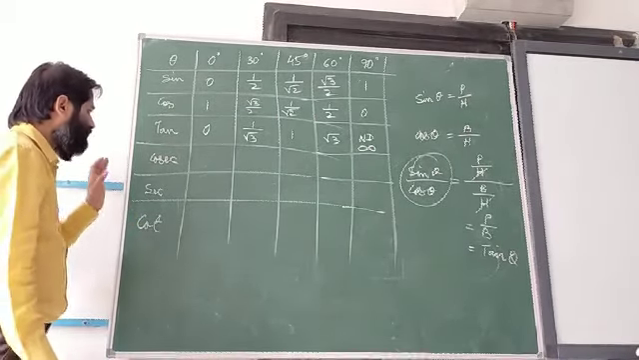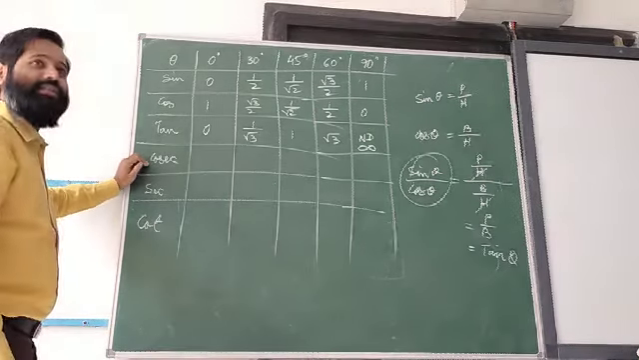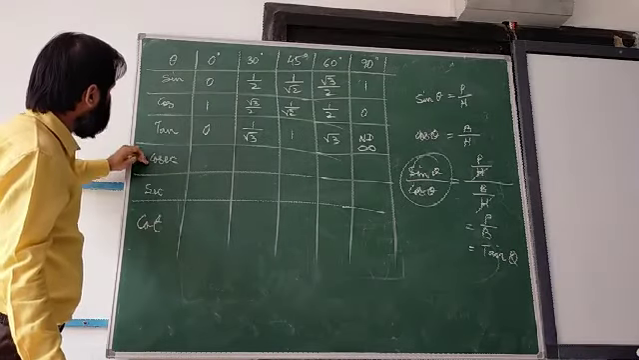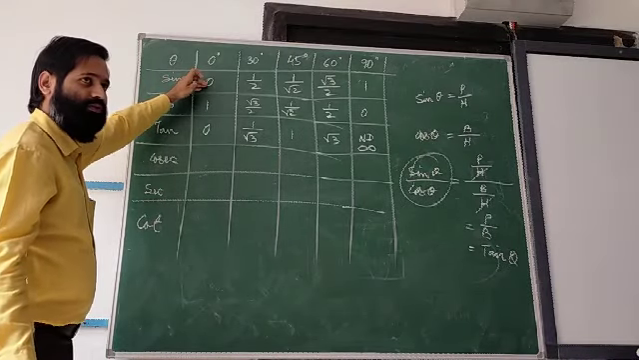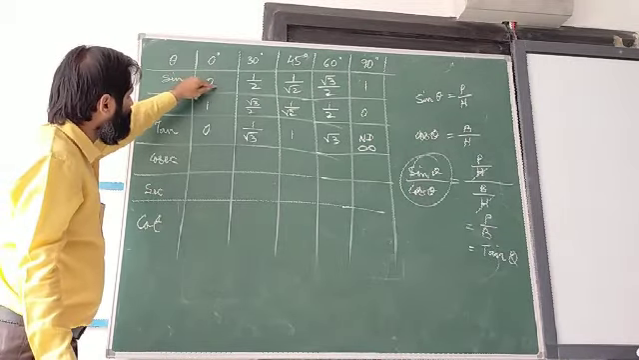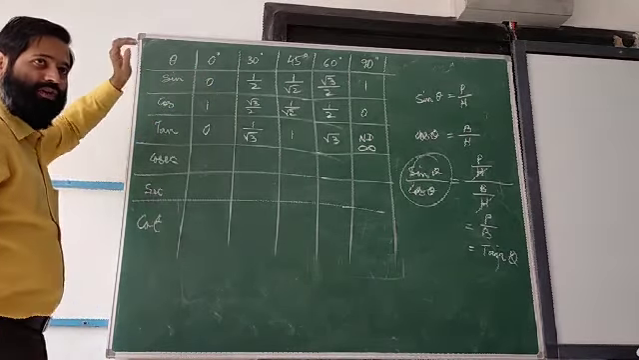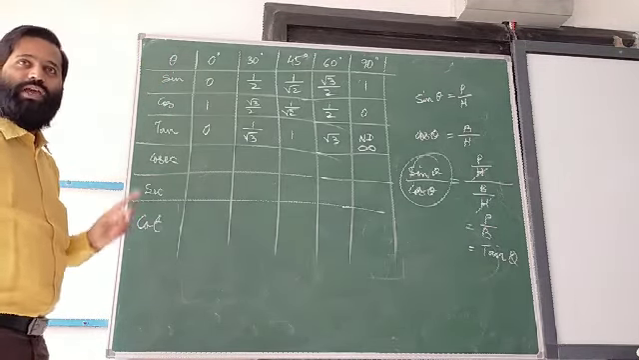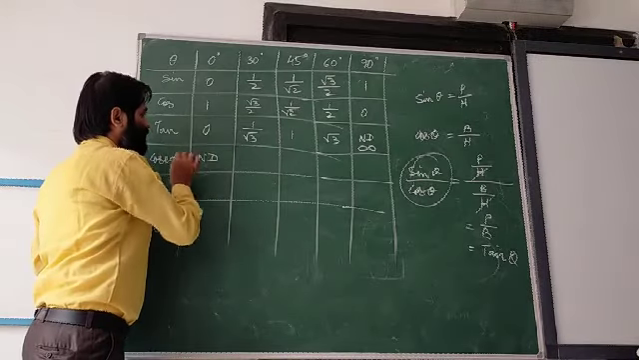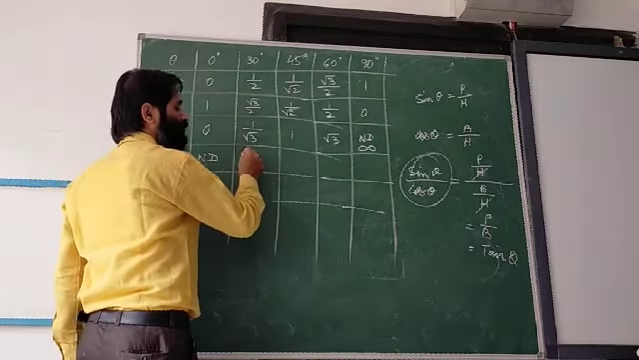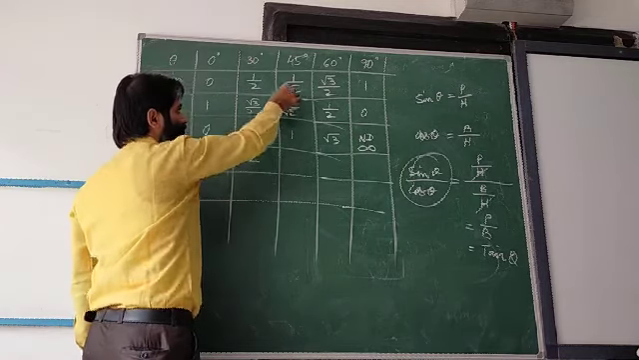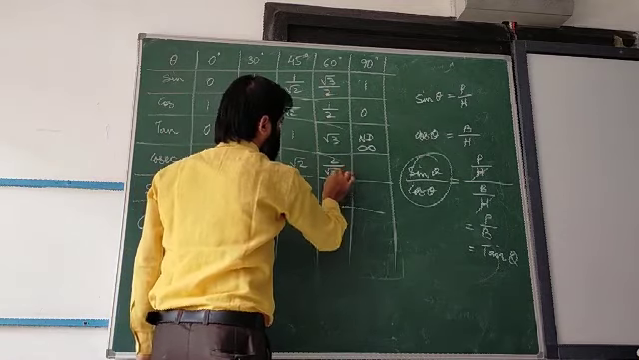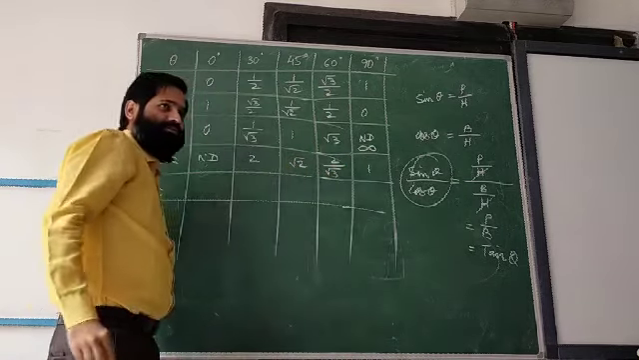Now you know that cosec is the reciprocal of sine. Last class we studied it. So cosec means reciprocal of sine. That means this is 0, so the reciprocal of 0 by 1 is 1 by 0, not defined. This will become 2 by 1, that means 2. This is root 2. This is 2 by root 3. And this is 1. Clear?